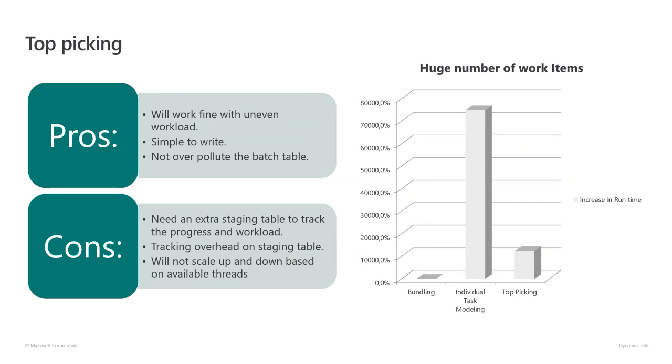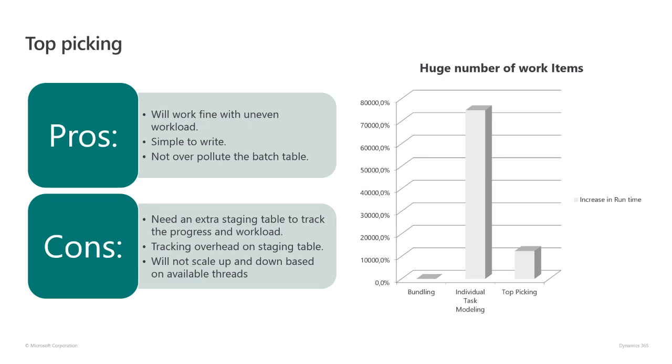Last one I'm going to show here is the top picking approach. So there's also a fixed number of tasks created usually while scheduling the job, and there's no pre-allocation done as such, but you're utilizing a staging table for your work items. So your worker threads will then just fetch the next available task from that staging table. And because the number of tasks are pre-created, it will not scale up or down along with the batch schedule.